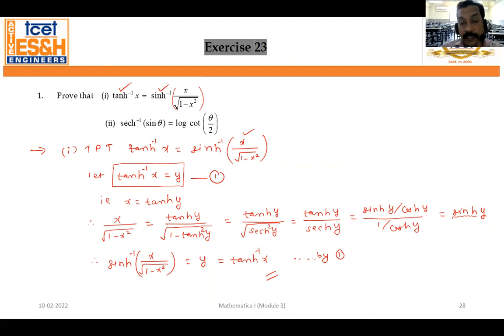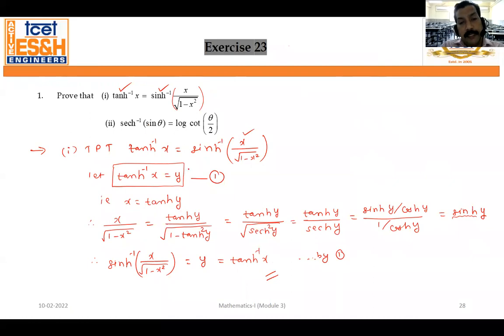Okay, this doesn't work for every question. I hope you understood this first question: how tan hyperbolic inverse of x is proved as sin hyperbolic inverse of x upon root of 1 minus x square. Is it understood, everybody? Yes, sir.